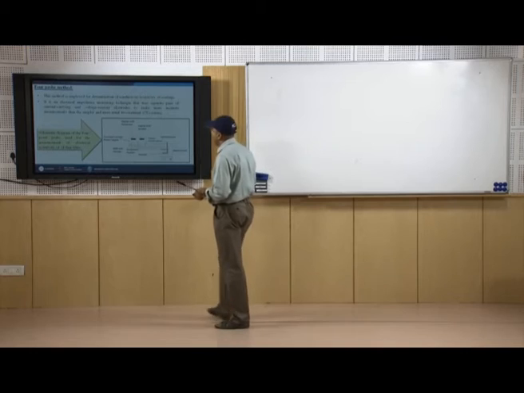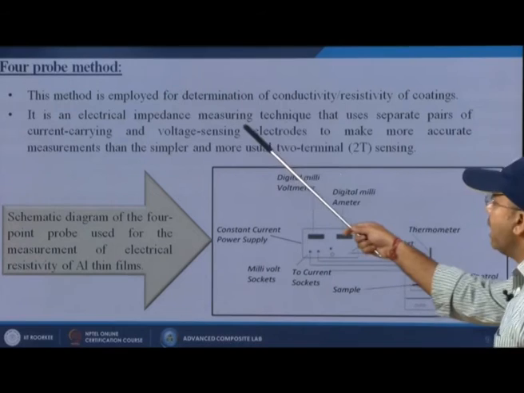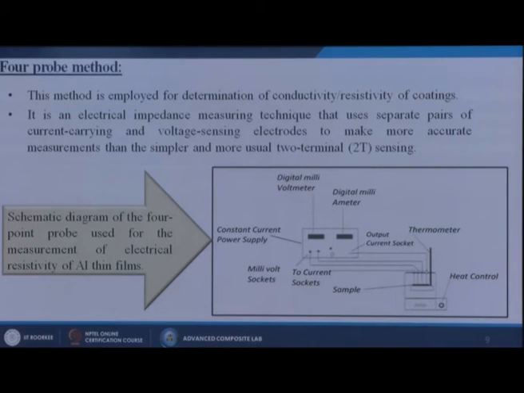I can do this kind of test, which is known as the 4 probe method. It is an electrical impedance measuring technique that uses separate pairs of current carrying and voltage sensing electrodes to make more accurate measurements than the simpler and more usual 2 terminal sensing (2T).